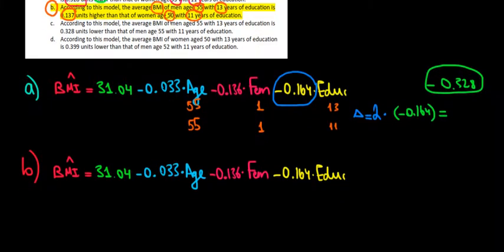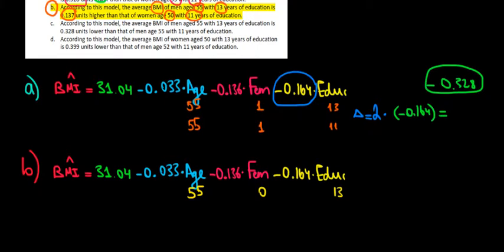So the first person we're dealing with is a man, age 55. Let me change colors for that. A man, age 55. Here we're going to have 55. It's a man, so the dummy variable is going to take the value of 0, and the years of education is 13, so this is going to be 13 over there.